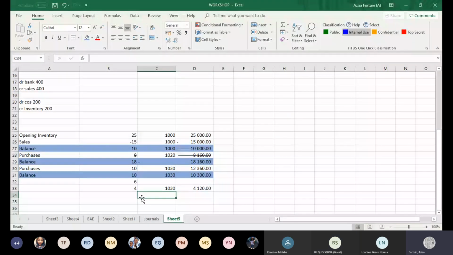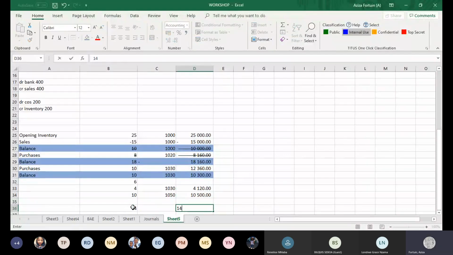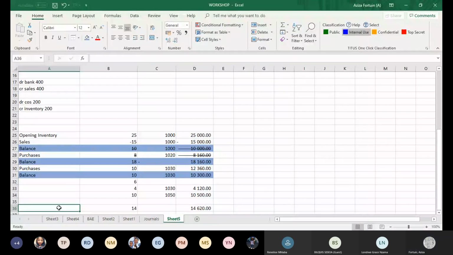They purchased 10 units at 1050. Okay. So if we purchased another 10 units at 1050 the next day, that is 10,500. What is my balance now altogether? My balance is 14,620. Okay. So this is what my inventory currently is valued at.